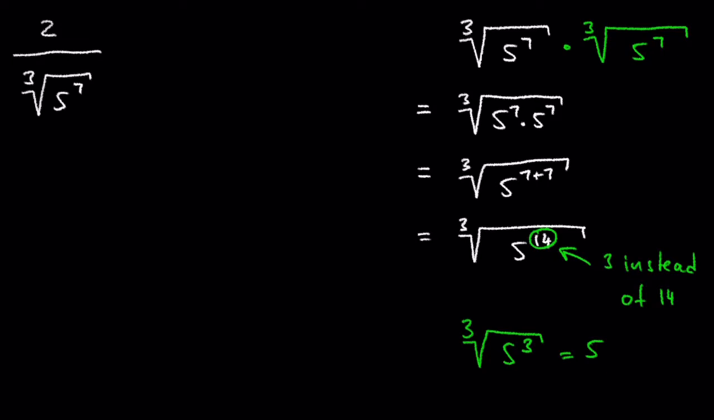We just have to subtract a 4 from the 7, which we can do by multiplying 5 to the 7 with 5 to the negative 4. So the third root of 5 to the 7 multiplied with the third root of 5 to the negative 4 leads us to the third root of 5 to the 7 minus 4, which is 3. And the third root of 5 to the 3 is 5, which is rational and which is what we wanted.